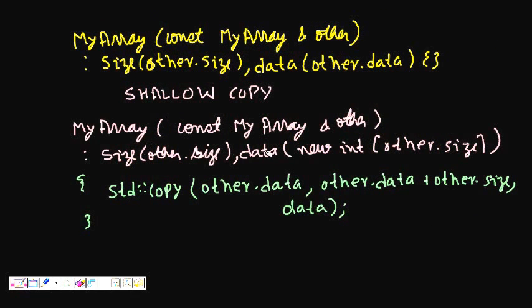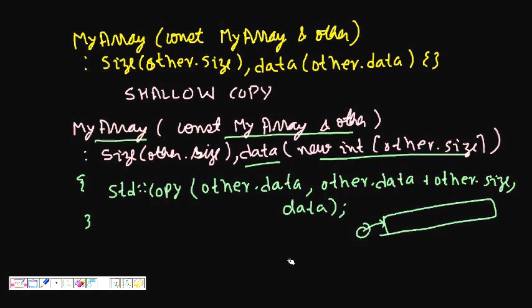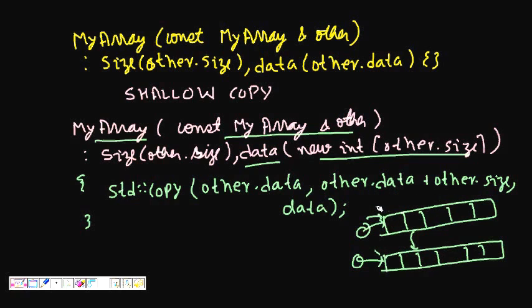Hence we should write our own deep copy constructor. I write myArray, const myArray ampersand other, size is other dot size, this is fine, but for data I allocate a new int array of other dot size, so I allocate new memory. Then I use standard copy, other dot data to other dot data plus other dot size, and copy the content into this new data.